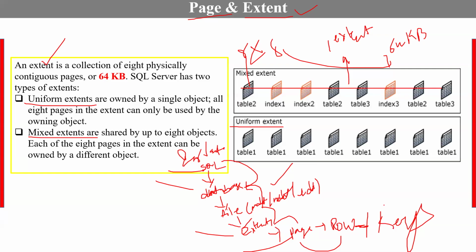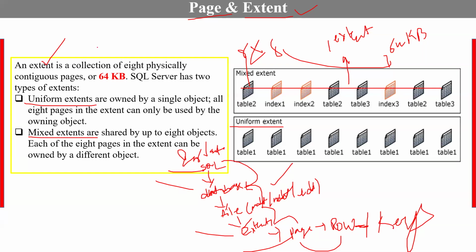Very, very important. You need to understand. Question: in a uniform extent, are the pages of the same object or of different tables? Only the same object, ma'am. A single table. Yes, a single table. Okay, thank you. You will understand, because this is one confusion many people have.